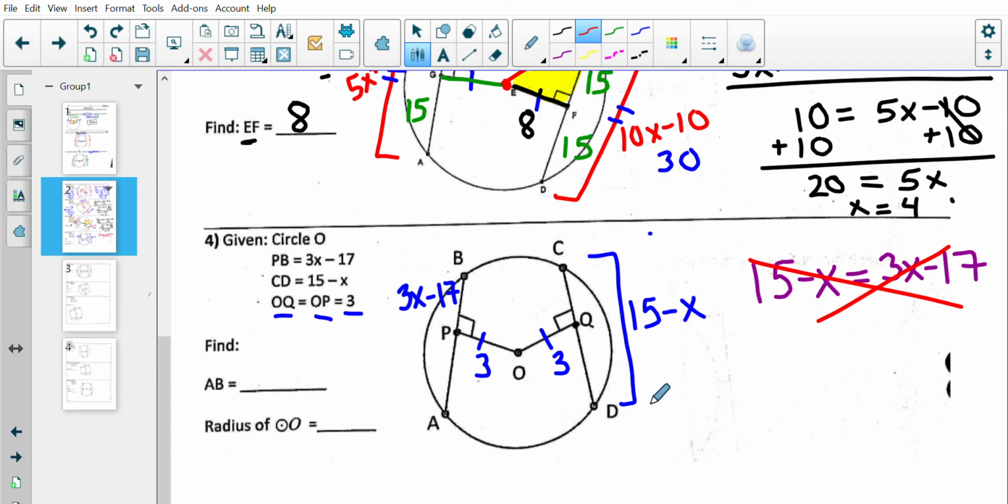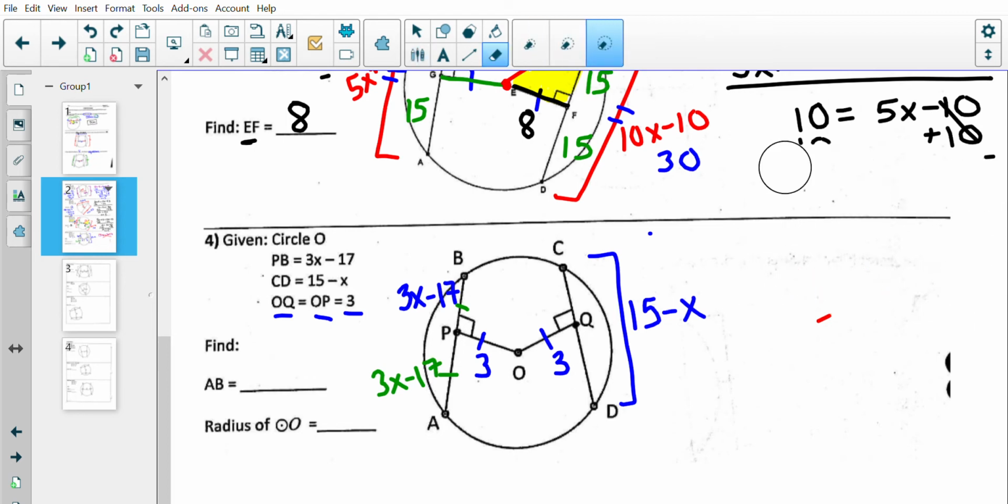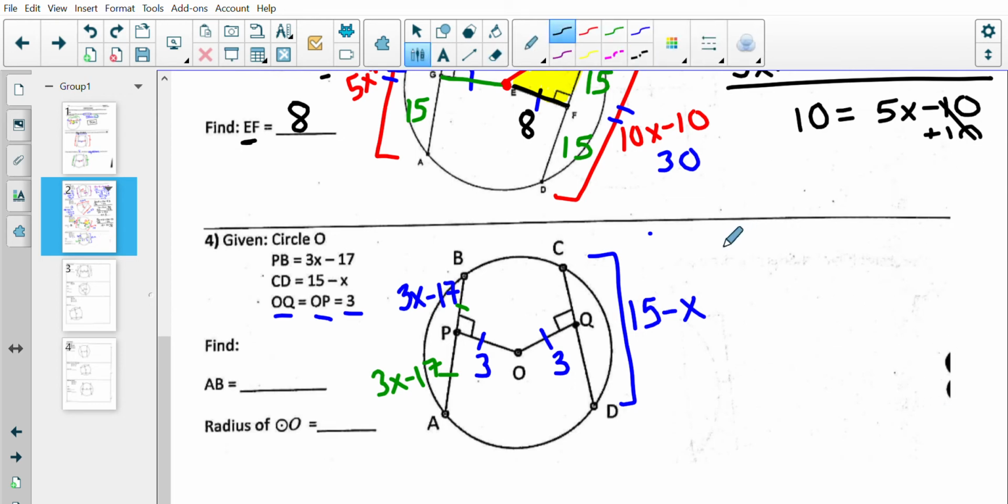Well, CD is the whole chord, where 3x minus 17 is just half the chord. But we know these two segments have to be congruent, so this is another 3x minus 17. So what is the right equation? The right equation should be 15 minus x is equal to 3x minus 17 plus another 3x minus 17.